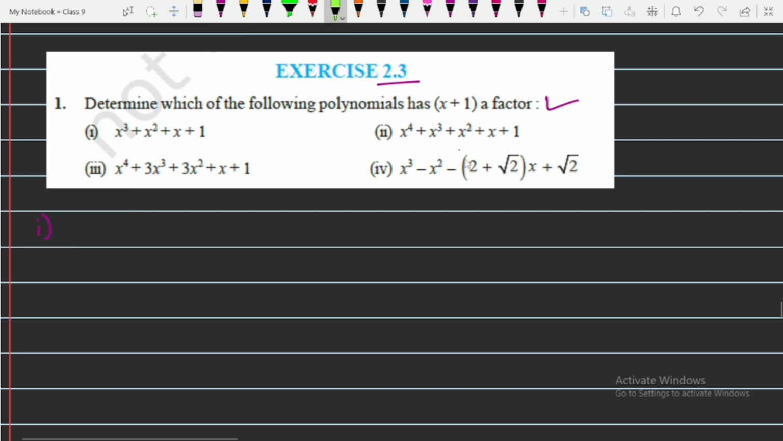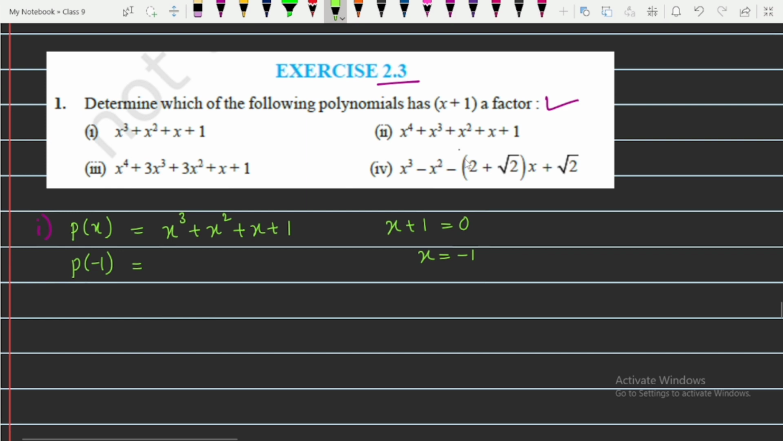So for the given polynomial, we take it as p(x), that is x cube plus x square plus x plus 1. To check whether x plus 1 is a factor, first you have to set x plus 1 equal to 0, so x equals minus 1. So here we have to find p(-1). If p(-1) is 0, then you can say that it is a factor, otherwise it is not a factor.